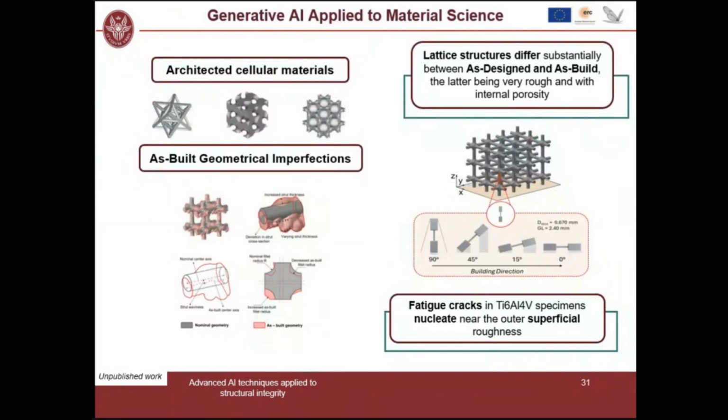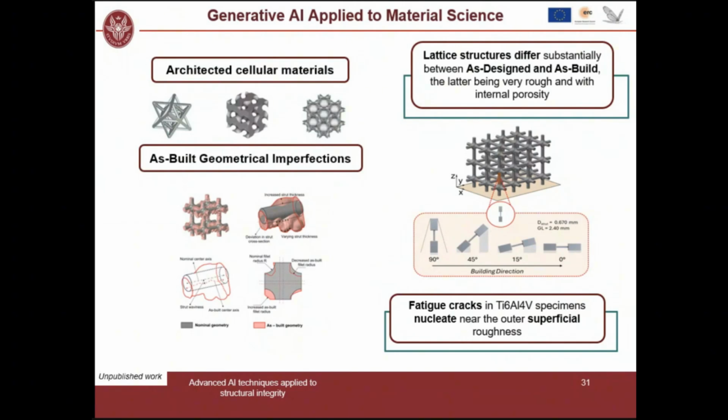The second one is really, really big, and it's based on the results of the first research. Because as Professor Berto said, we are trying to manufacture some materials, some structures that are very resistant to fatigue. And one of the most promising structures are lattice structures, because they are very efficient in the ratio of mechanical properties versus density.